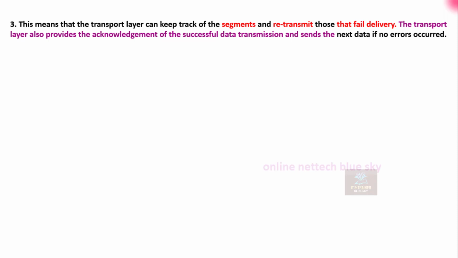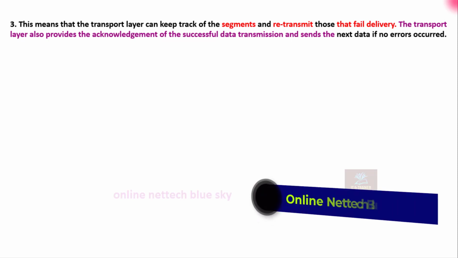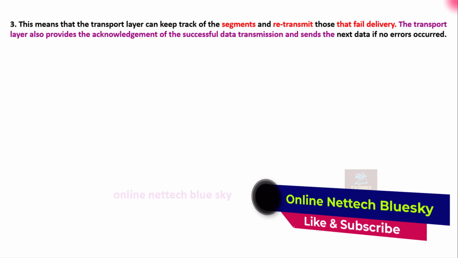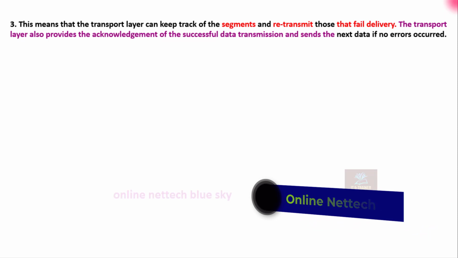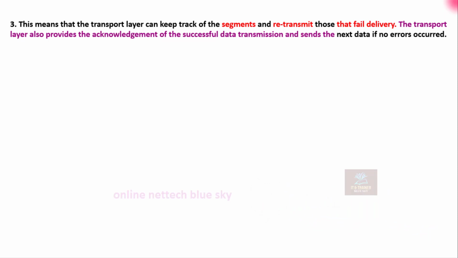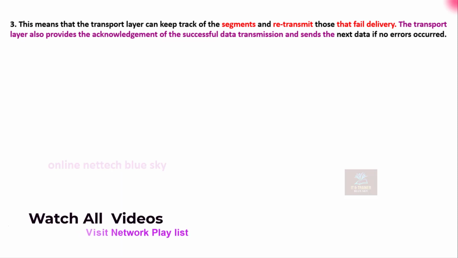So the transport layer has a protocol for any data you transfer. Acknowledgement shows data loss, and recovery happens by retransmitting the failed delivery. The transport layer also provides acknowledgement. Why? To verify that all your data has completely passed from one side to the other, a successful data transmission, and then it sends the next data if no errors occur.